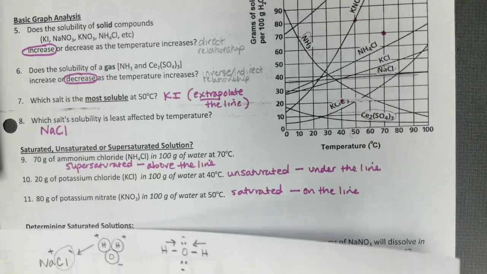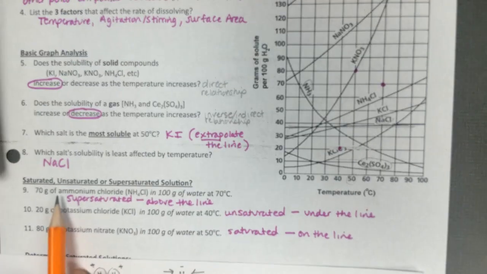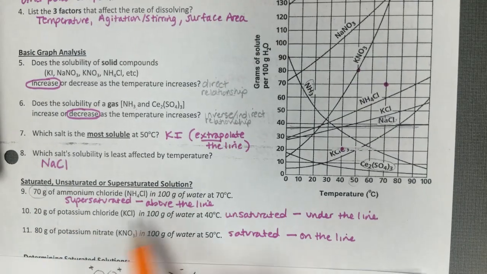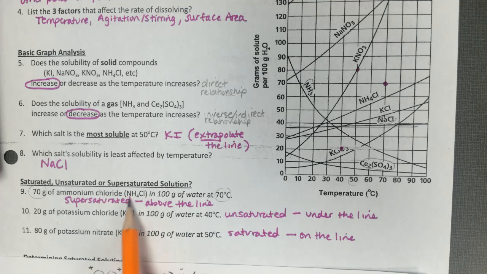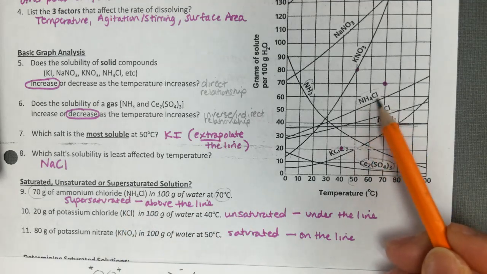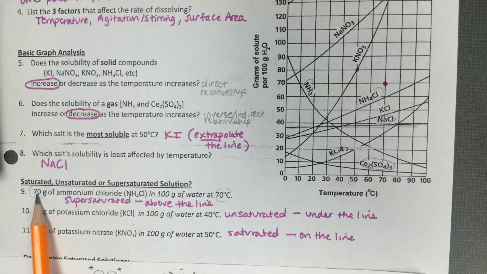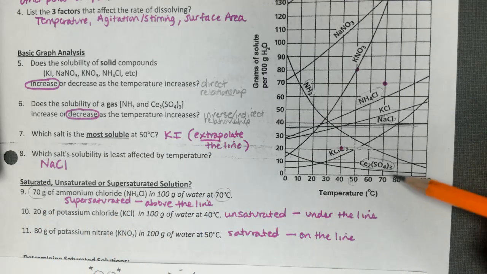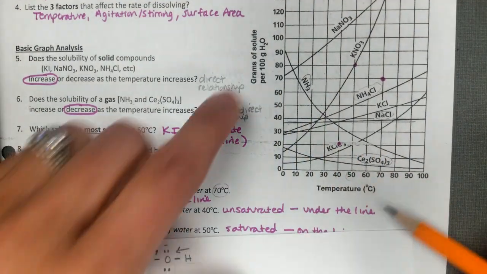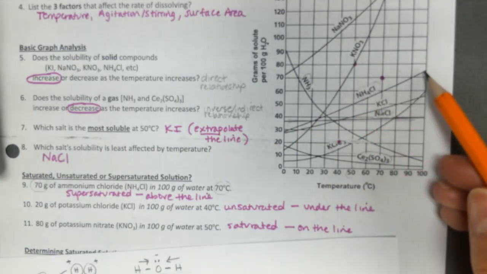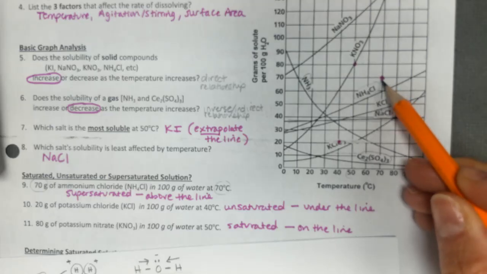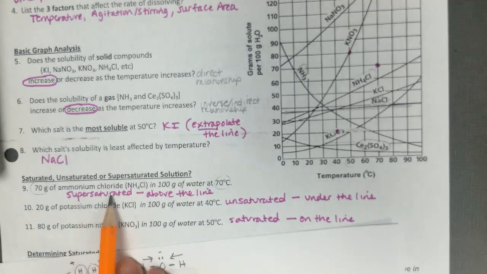All right, for this next part of the worksheet, you were just supposed to find the data points between the grams and the temperature, and then locate it in relation to the line. So if I find ammonium chloride, it's right over here. If I find my data point of 70 grams and 70 degrees Celsius, here's 70 degrees Celsius, here's 70 grams. So when I have that intersection point and I look at where that's at in relation to my line, I can see it's above the line. So that would tell me that it's supersaturated.